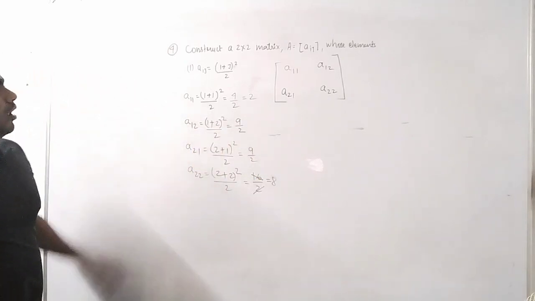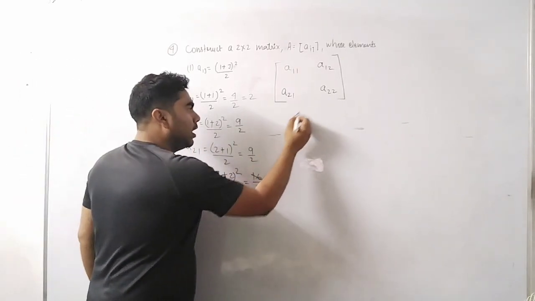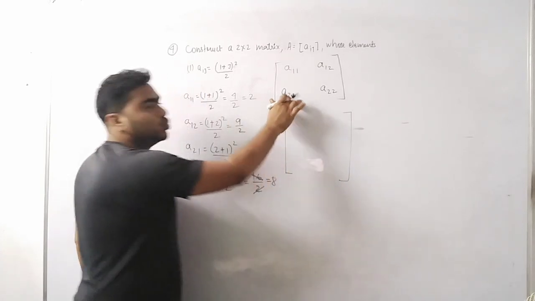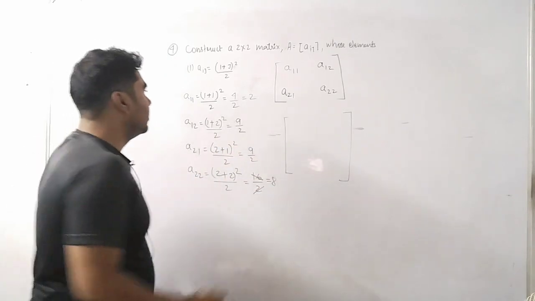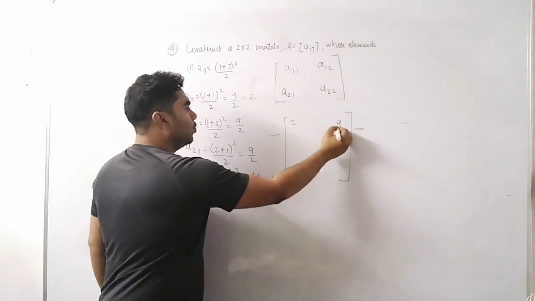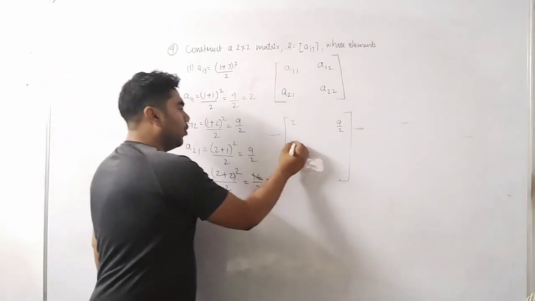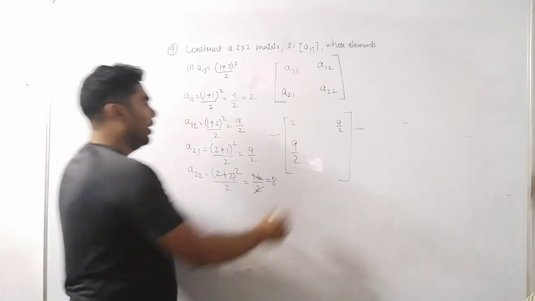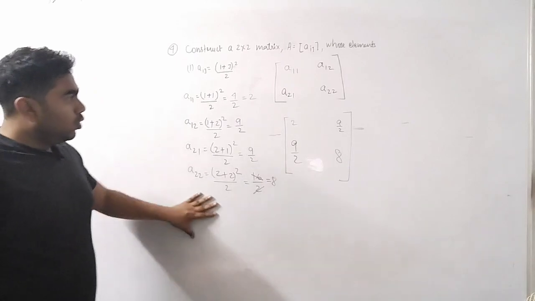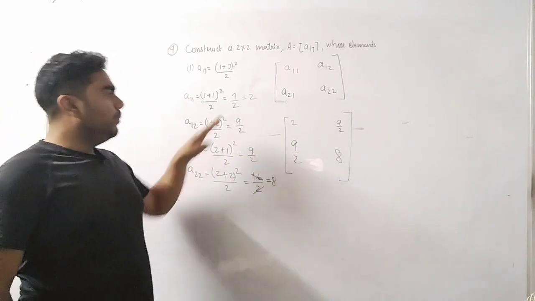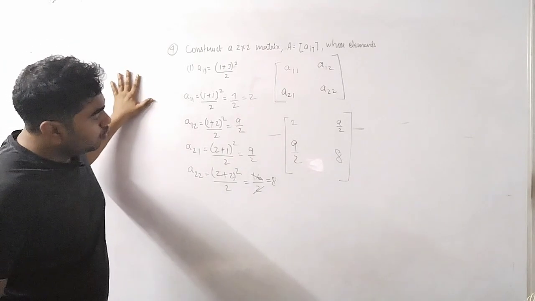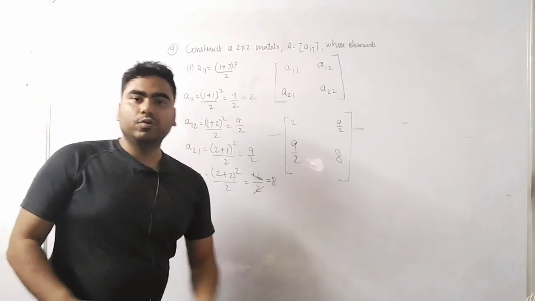So we can construct the matrix: A11 is 2, A12 is 9 upon 2, A21 is 9 upon 2, A22 is 8. A square matrix having 4 elements with 2 rows and 2 columns.